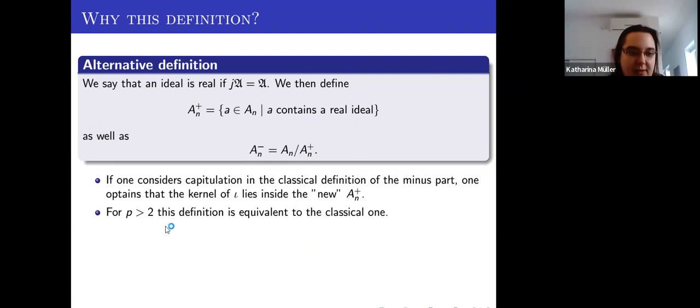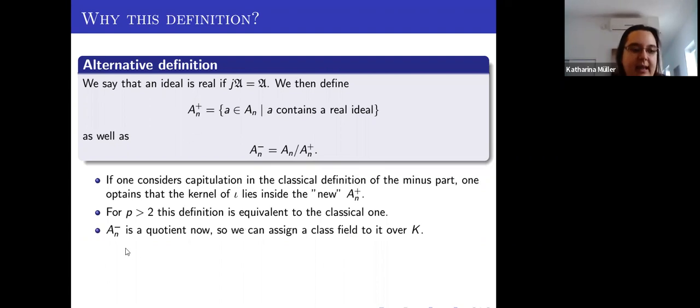If P is odd, this definition is equivalent to the classical one, because recall that we showed that AM plus for odd P was isomorphic to 1 plus J times AN. But if I multiply with 1 plus J, I always will get a real representative. And AN minus is a quotient now. So it was only a subgroup before, but now it's a quotient. So I can even assign a class field to it over K if I want to.